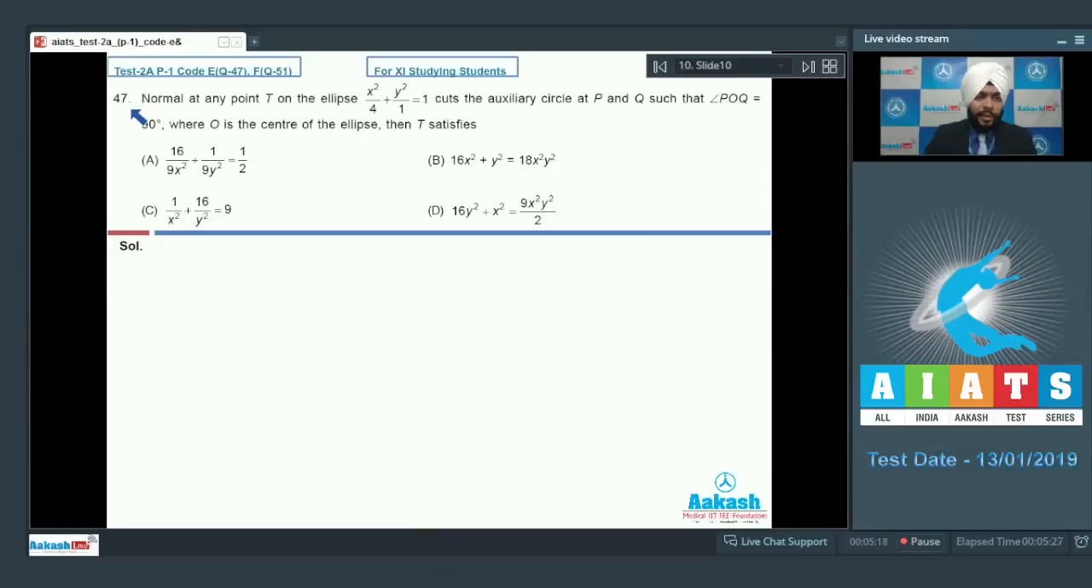The question says that the normal at any point t on the ellipse x square by 4 plus y square by 1 equals 1 cuts the auxiliary circle at P and Q such that angle POQ is equal to 90 degrees, where O is the center of the ellipse. Then t satisfies. So, normal at any point t. First of all, let us set point t in the parametric coordinates: 2 cos theta, sin theta.